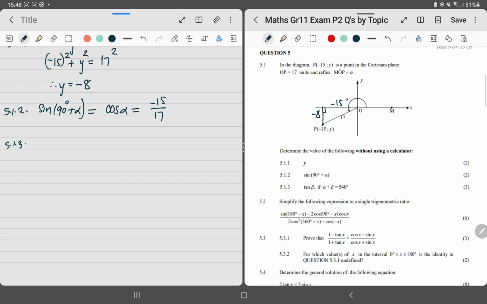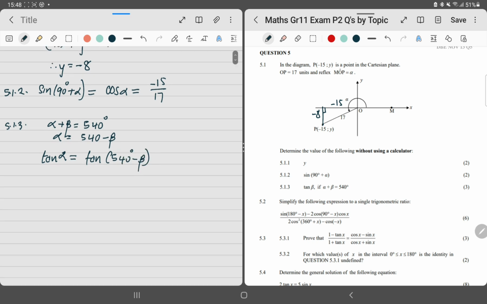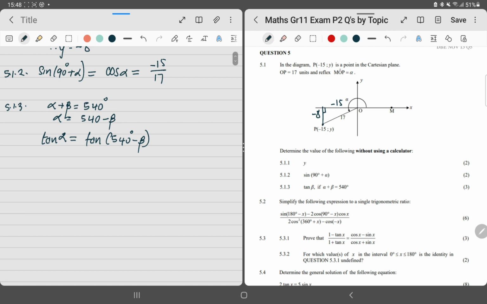5.1.3. They want us to find tan beta if alpha plus beta is equal to 540. So this is alpha plus beta, which is equal to 540 degrees. So I'm just going to transpose the 540 to the other side. And then I'm going to introduce tan on both sides. So I'll have tan alpha and then we'll have tan of 540 minus beta. Whenever we have an angle that's greater than 360, we'll subtract 360 from that angle.